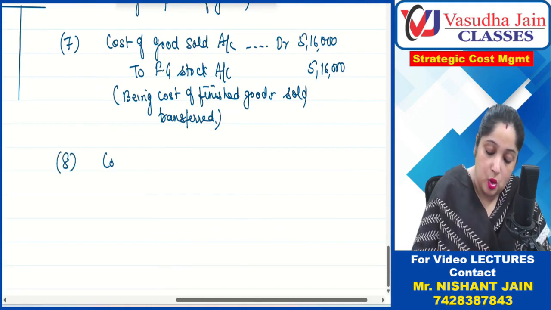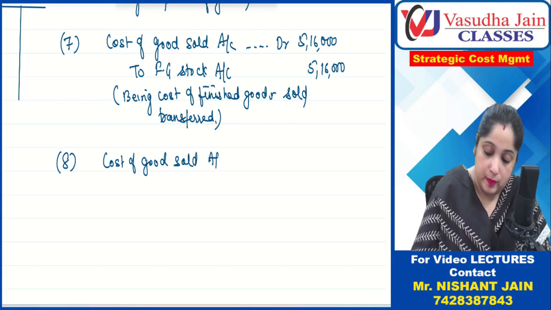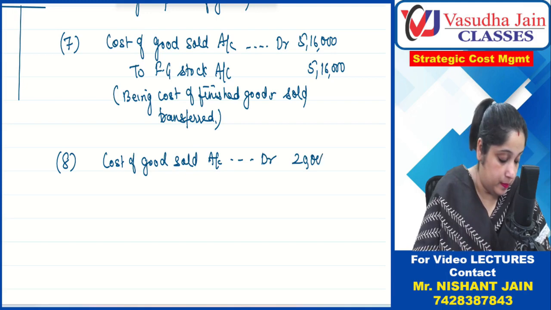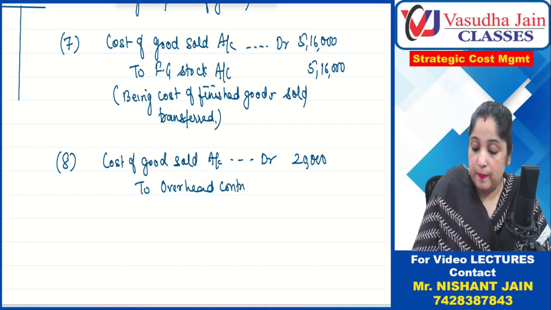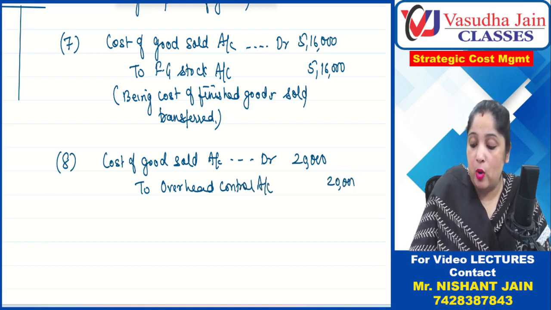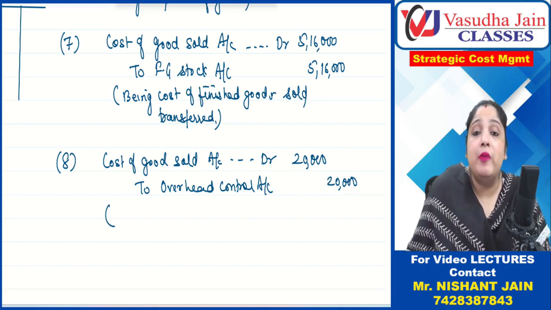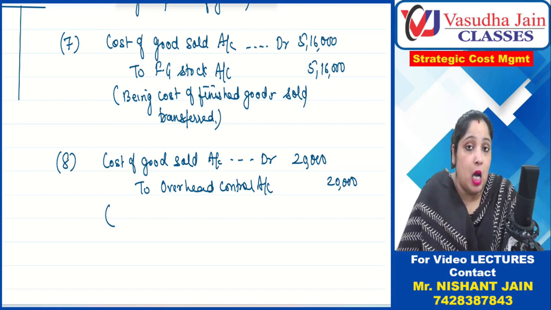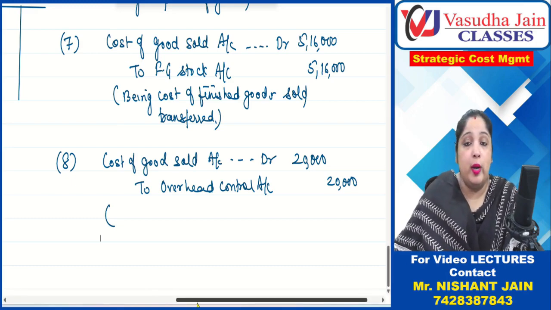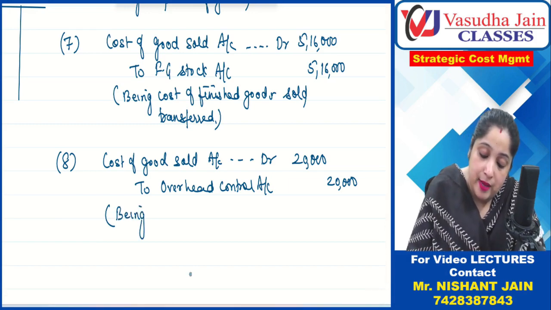Eighth entry: cost of goods sold, how much? 20,000, to overhead control account 20,000. Now this is under absorbed overheads. You can write being under absorbed overheads or variance. It is an adverse variance: what the cost should have been and what cost has been incurred. Cost should have been 2,80,000 and you have incurred 3 lakh rupees. So 20,000 is your loss. So that is an adverse variance. You can write being variance recognized.